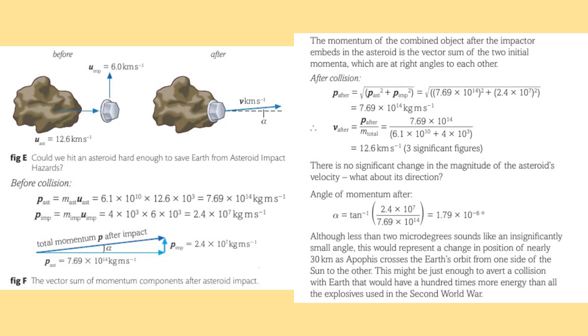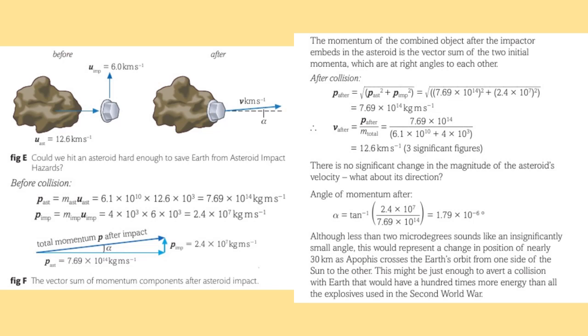Okay, so you can calculate the momentum in both directions, and it's just the momentum of each object. The momentum of the asteroid, which is traveling in the horizontal plane, is its mass times its velocity. So 6.1 times 10 to the 10 multiplied by 12.6 times 10 to the 3, and that gives you a whopping momentum of 7.69 times 10 to the 14 kilograms meters per second. That is huge. How is this little tiny impactor craft going to compete with that? Let's have a look at its momentum. Again, mass times velocity: it's 4 times 10 to the 3 kilograms multiplied by 6 times 10 to the 3 meters per second. That gives you a momentum of 2.4 times 10 to the 7 kilograms meters per second.